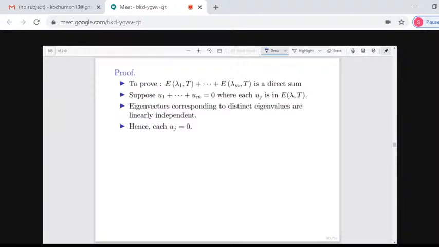Okay. Because why? Because these are all eigenvectors. This is in E_λ1, that means it's an eigenvector. This is in E_λm, this is also an eigenvector. So these vectors, if you take them, are all eigenvectors corresponding to distinct eigenvalues. Therefore, what? They are linearly independent. Therefore, their sum cannot be 0. So you get that. Perfect.